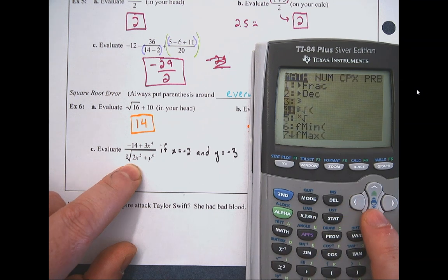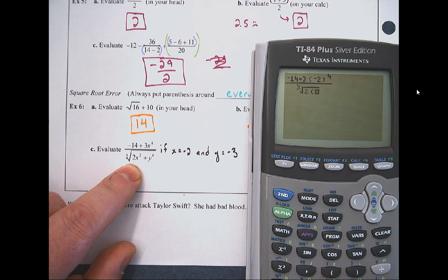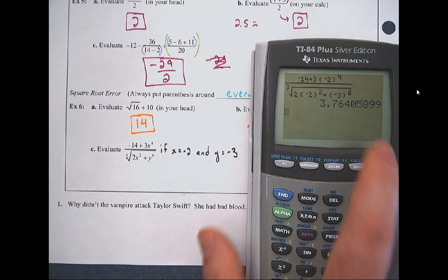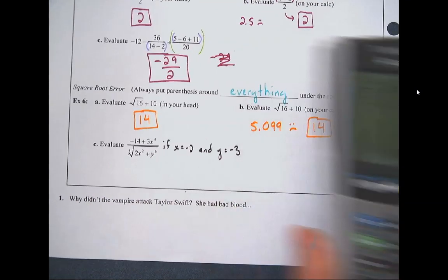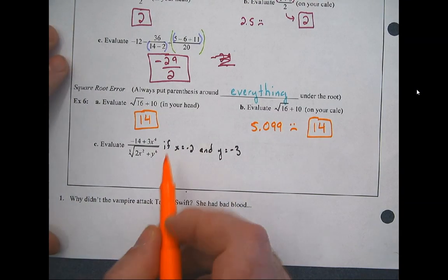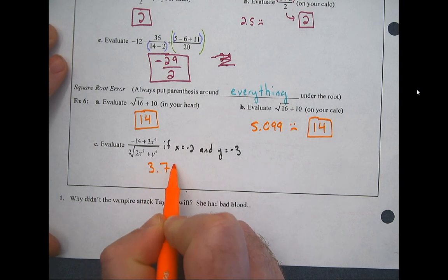So math. This time I'm going to just choose the 3. It's a cube root already. 2, another variable. Squared, plus another variable. Negative 3 to the 6th. 3.76. I like to round to 2 decimal places. 3.76.